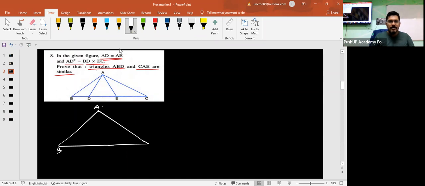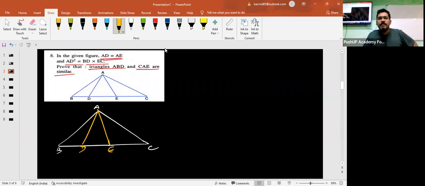A, B, C. Here we have A, D. And here we have A, E. Now what data have they given? AD is equal to AE. Children, when they say AD is equal to AE, don't you feel they are telling you that the triangle is isosceles? The triangle is isosceles, right? That means these two angles must be equal. AD is equal to AE, so the triangle is isosceles. If AD and AE are equal, then the base angles will also be equal.